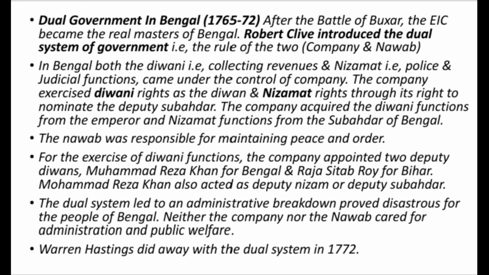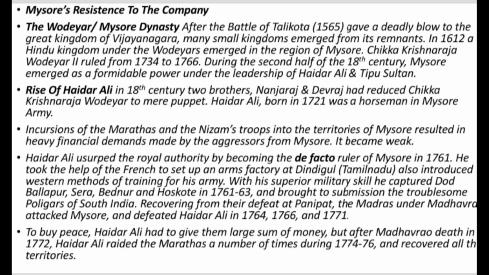For the exercise of Diwani functions, the company appointed two deputy Diwans, Muhammad Riza Khan for Bengal and Raja Sitab Roy for Bihar. Muhammad Riza Khan also acted as a deputy Nizam or deputy Subah. The dual system led to an administrative breakdown and proved disastrous for the people of Bengal. Neither the company nor the Nawab cared for administration and public welfare, whereupon Hastings did away with the dual system in 1772.